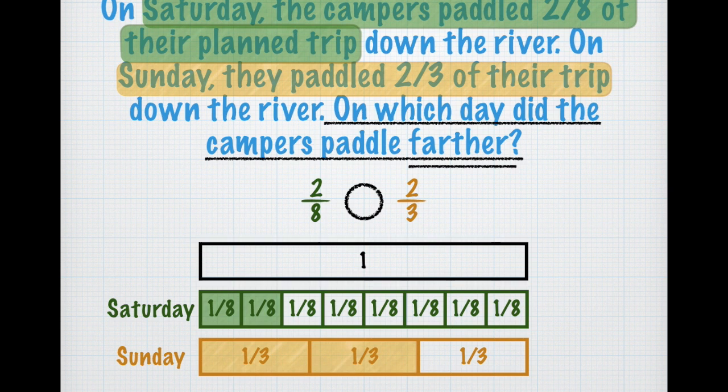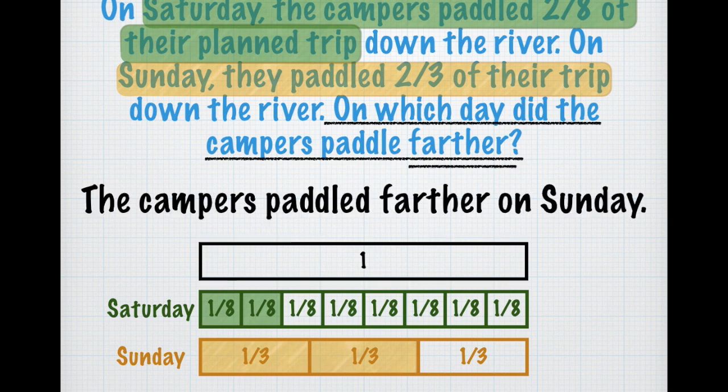I can see that 2/3 has more shaded in, so that's the piece the alligator is going to eat. So I would read that 2/8 is less than 2/3. And since 2/3 is Sunday, the campers paddled farther on Sunday.